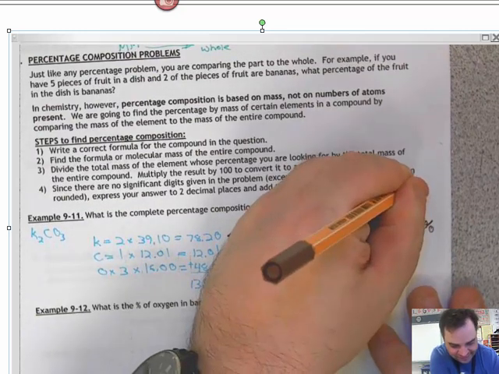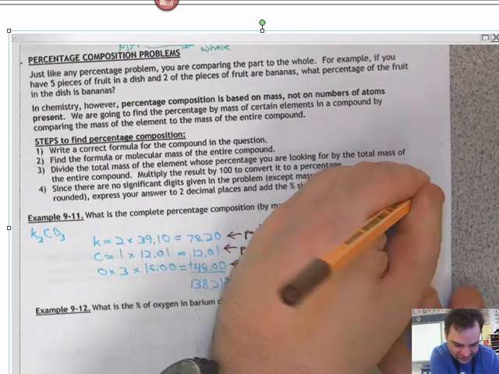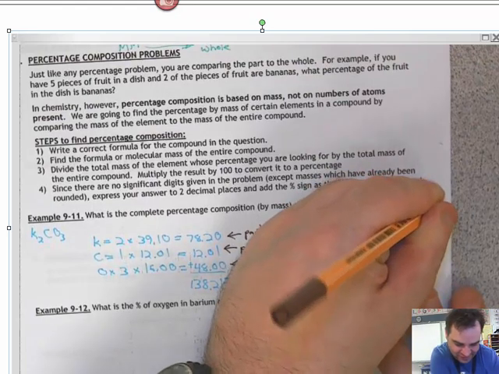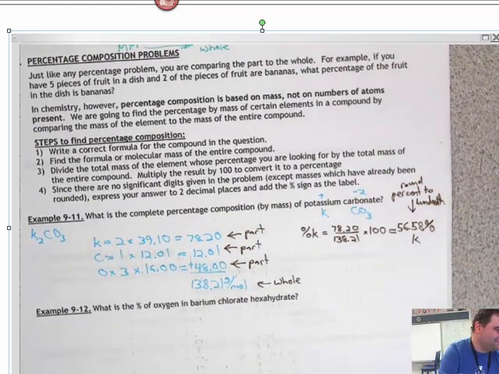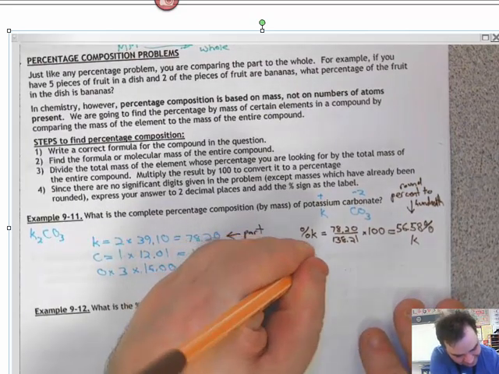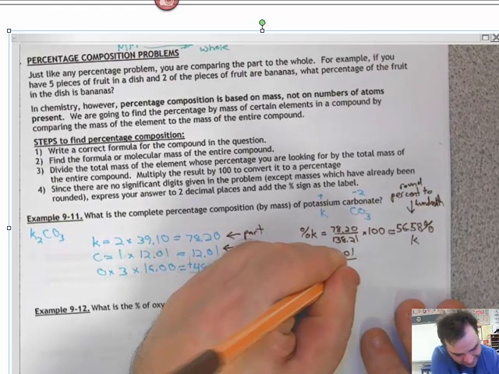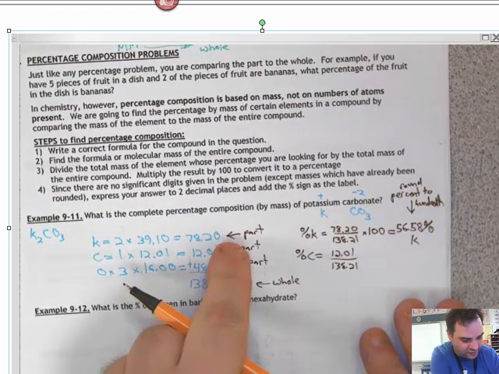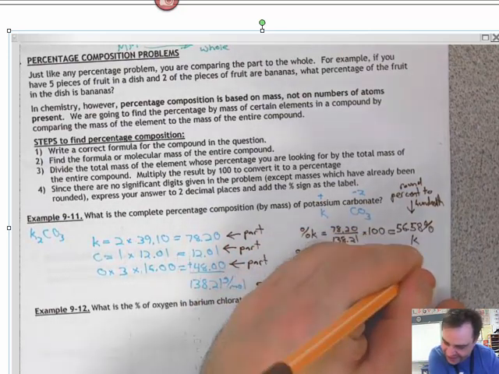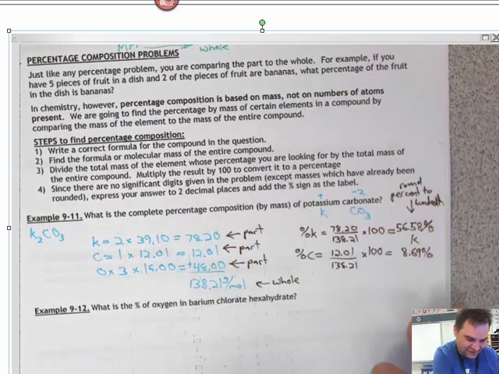I always round percents to hundredths. That's just me. I expect you to do the same. Percent carbon. You do 12.01 over 138.21, part carbon over whole, times 100. And you end up with 8.69% carbon.